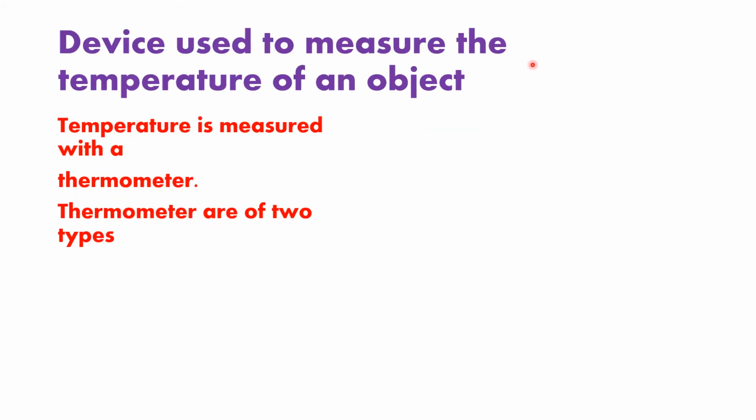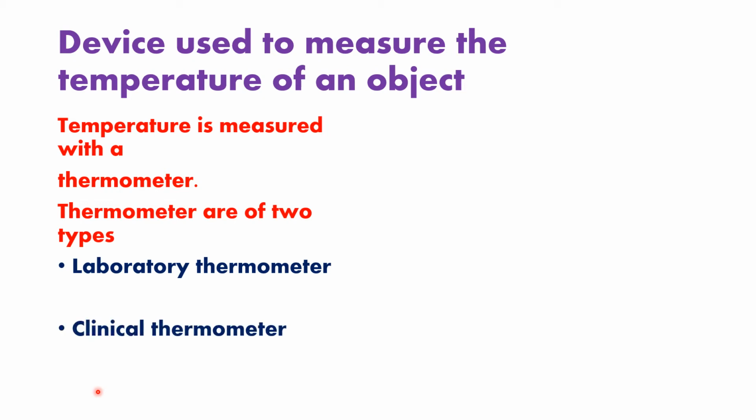Now devices used to measure the temperature of an object. So you know temperature is measured with a thermometer. You have all seen a thermometer. When you have fever, the doctor uses a thermometer. Thermometers are of two types: laboratory thermometer, and clinical thermometer, that is used by the doctors. This is used in a lab, this is used by doctors. Not only lab, if you want to measure the temperature of different liquids, you can use it at home also.